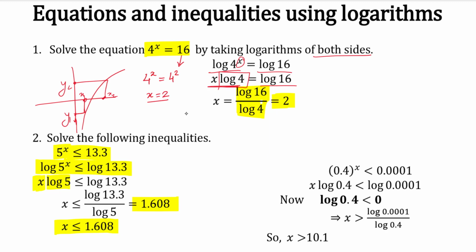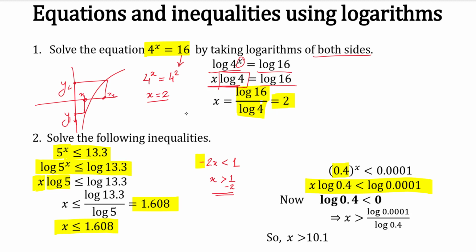But when it comes to a base less than 1, 0.4 to the power x is less than 0.0001. So in this case again we are going to take log, and we get this step without changing the inequality. Suppose we have to solve, let's say, minus 2x is less than 1 and we need to find x. So x would be greater than 1 upon minus 2, because we are dividing by a negative number, or we can say multiplying by a negative number.